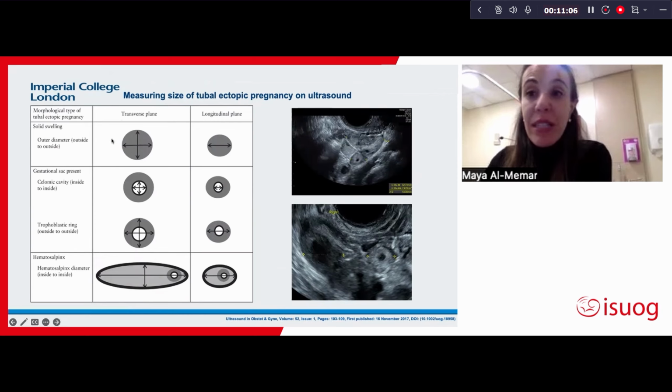It's very important in the inhomogeneous mass to measure the ectopic in 3 dimensions, going from the outside to the outside. When you see a gestational sac, the classic bagel sign, they again have advised measuring the cavity inside, but also the whole trophoblastic ring in 3 dimensions. It's also really important to measure a hematosalpinx if this is visualized, and they've recommended 3 measurements in 3 planes from inner to inner, from the inner wall of the tube.